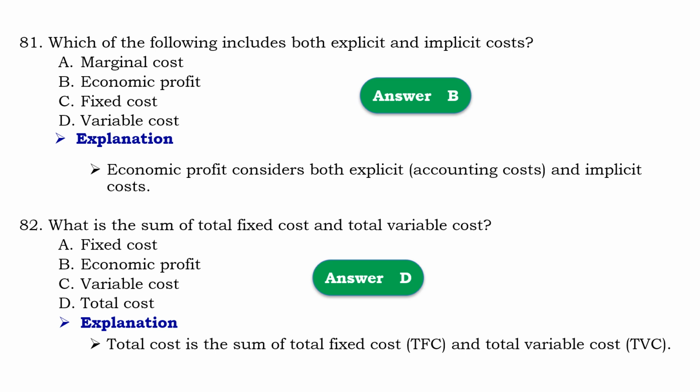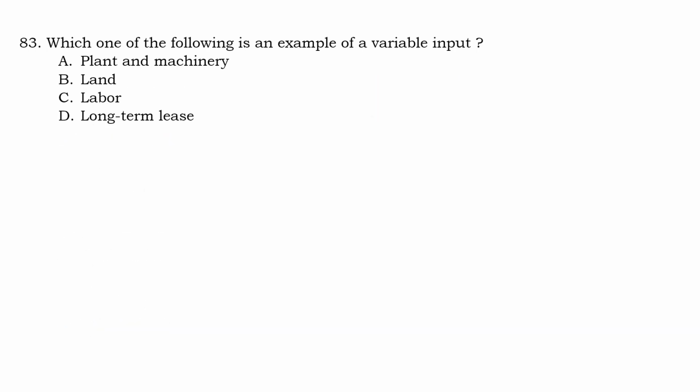Total fixed cost and total variable cost added together give us total cost. Question number 83. Which of the following is an example of variable input?